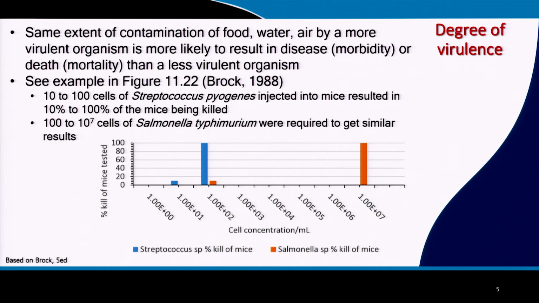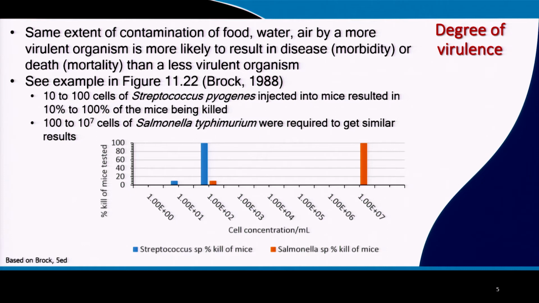We have Streptococcus pyogenes that was injected into mice in a bioassay, and 10 cells of Streptococcus were related to 10% kill of the mice tested, and 100 cells of Streptococcus pyogenes were capable of killing all of the mice that were tested.